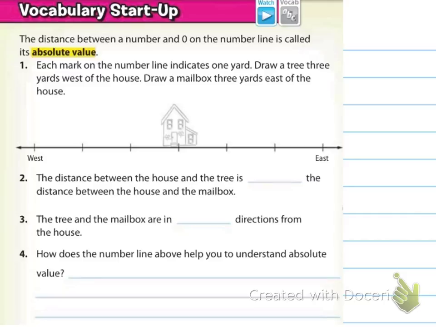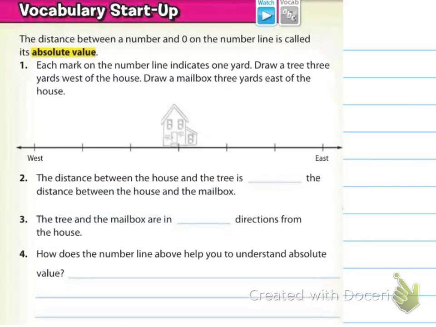Number 1 says to mark each mark on the number line indicates 1 yard. It wants us to draw a tree that's 3 yards west of the house and draw a mailbox that's 3 yards east of the house. So we're going to do that now. This is a wonderful opportunity for you guys to see my amazing artistic ability. So here you go. Oh no. Okay. I had drawn this already and it won't let me show it to you again. So I'm going to have to do it again.